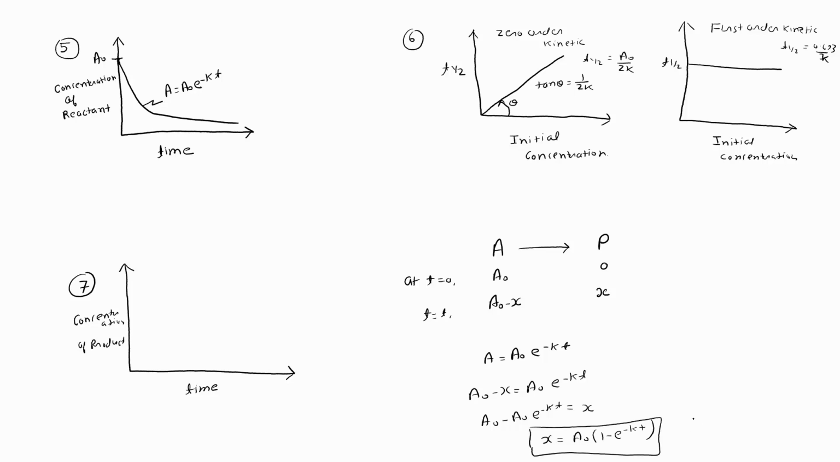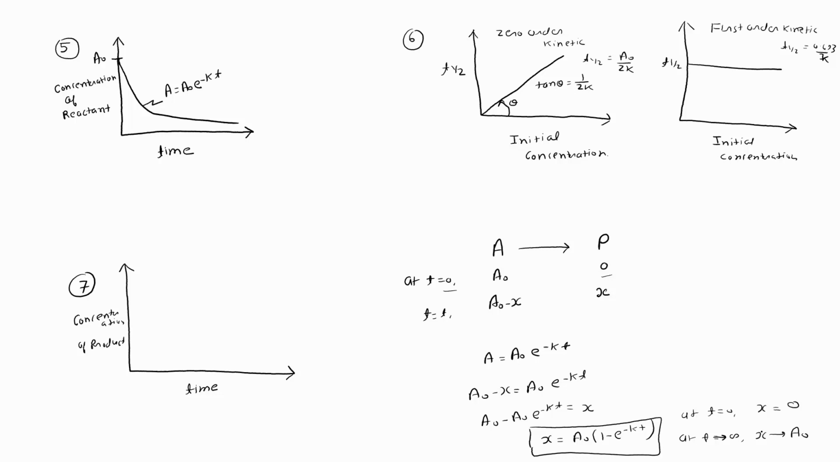So at T is equal to 0, X should be e to the power minus 0, that is 1 minus 1, 0. So it should be 0. This is what we assumed, that at T is 0, P should be 0. And at T tending to infinity, e to the power minus infinity, that is 1 upon e to the power infinity, 1 by infinity, that is 0. So X tending to A naught. So at T is equal to infinity, X tends to A naught.